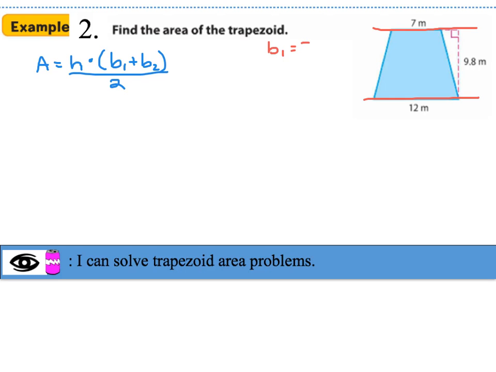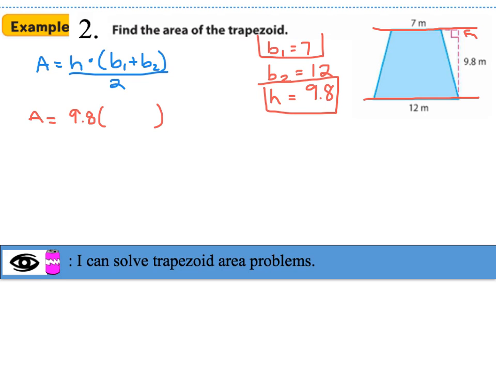Base 1 is equal to 7 meters. Base 2 is equal to 12 meters. And the height would be the dashed line because it's standing straight and tall, and it's forming a 90-degree angle with one of the bases. So the height would equal 9 8/10. Now that we have this information, let's plug it into the formula. We can say that area is equal to the height, which is 9 8/10, times the quantity of base 1, which is 7, plus base 2, which is 12.